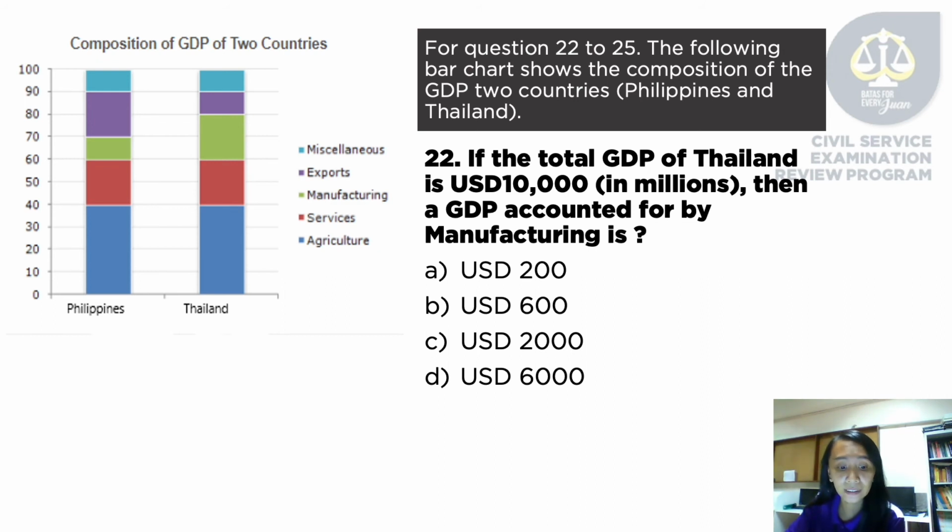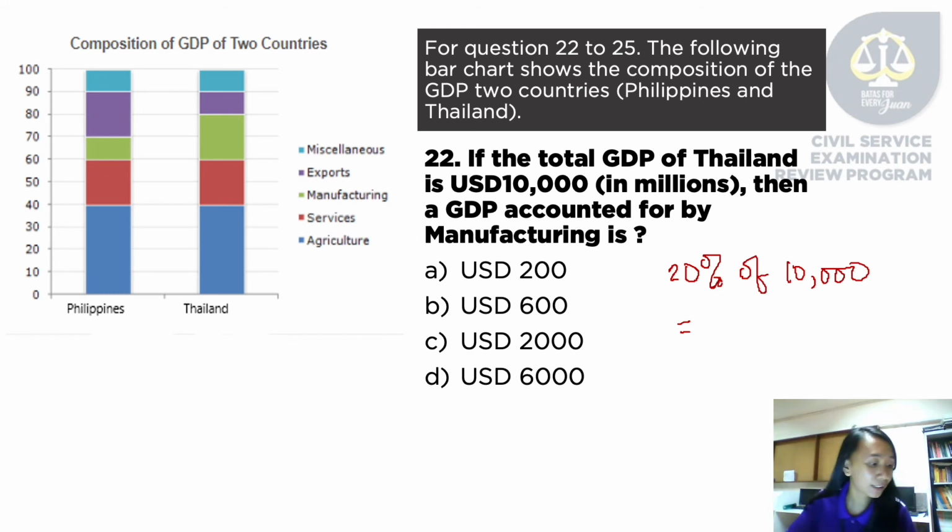Okay? So, the answer will be 20% of 10,000. Paano ba natin kukunin yung 20% of 10,000? That is 10,000 times 0.20. Okay? So, let's compute. 10,000 times 0.20, that would be equal to 2,000 US dollars, but this is measured in millions. So the answer is letter C. Okay, so that is the correct answer for this question.